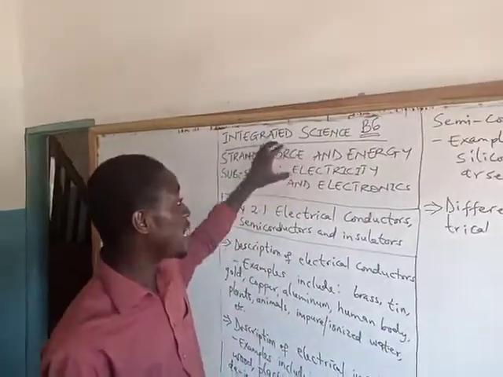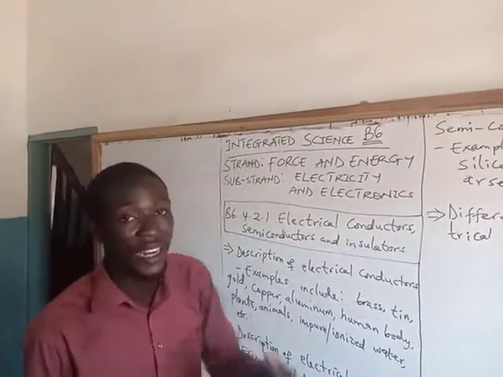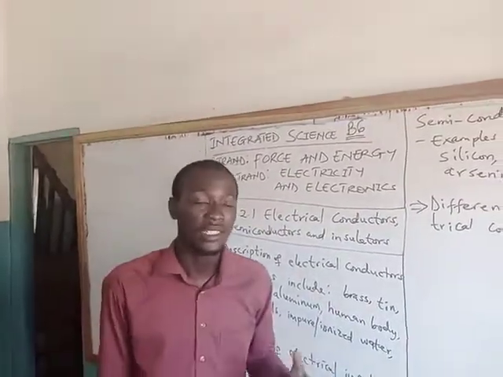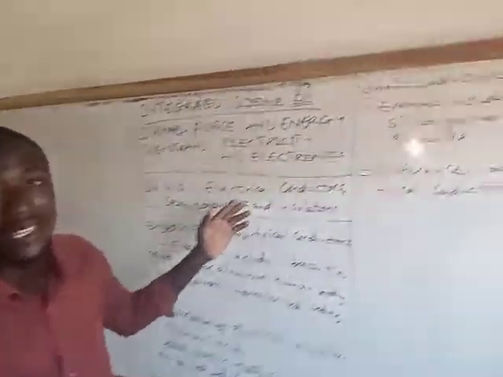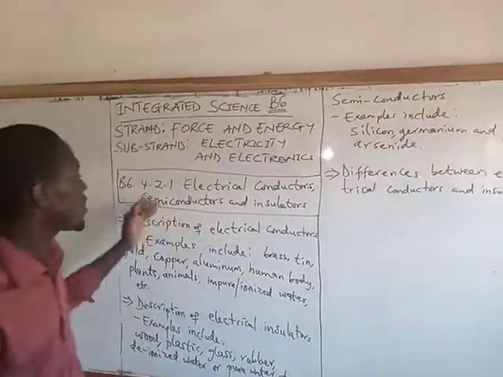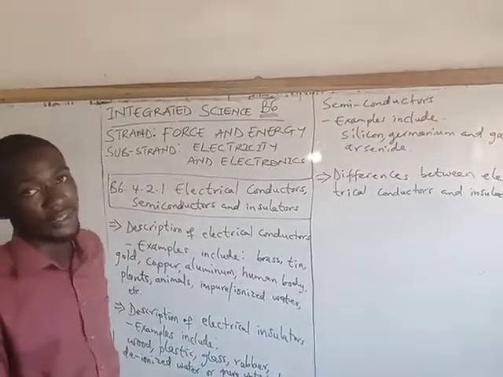It's actually another strand, force and energy. So we have other sub-strands that we need to look at before we move on to the next strand. Now, in this lesson, we want to look at electrical conductors, semiconductors, and electrical insulators.